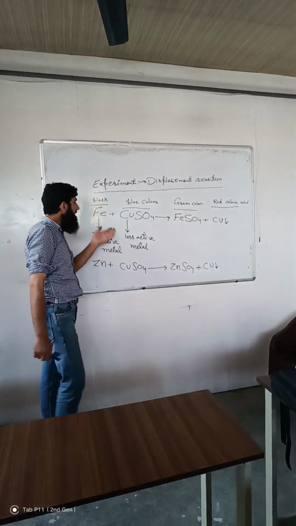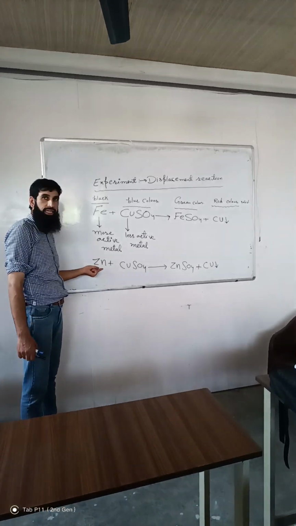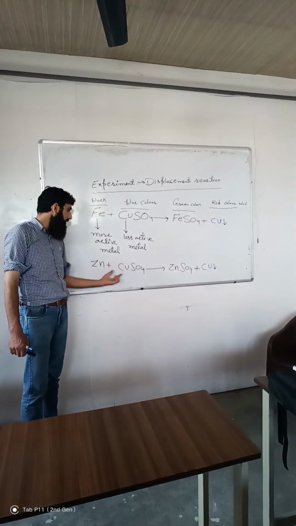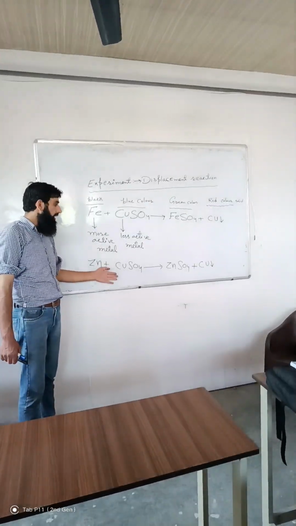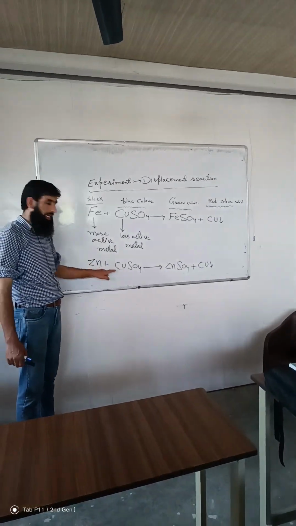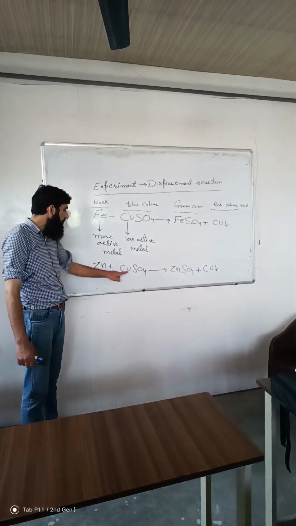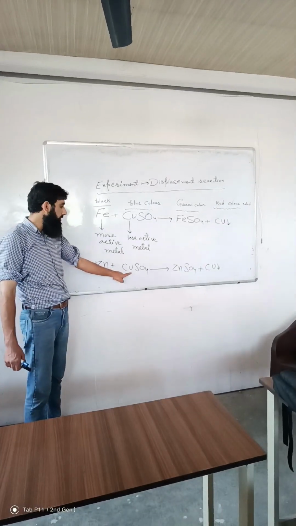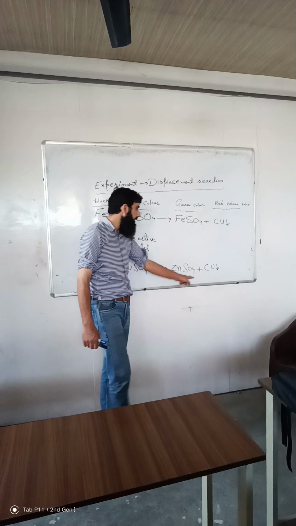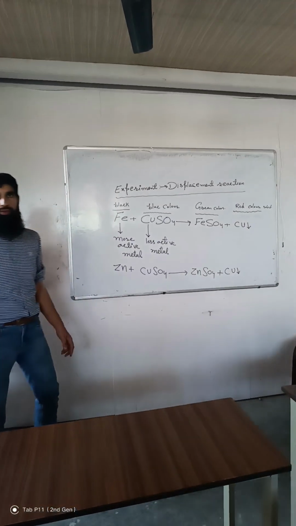And we can use other elements, other reactants, as an example. If we take zinc and copper sulphate and react these two reactants, the same displacement reaction occurs here. Zinc will displace the copper, as we know that zinc is a more reactive element than copper. So zinc will displace copper from copper sulphate solution and form zinc sulphate and copper. And the same I will demonstrate to you now.